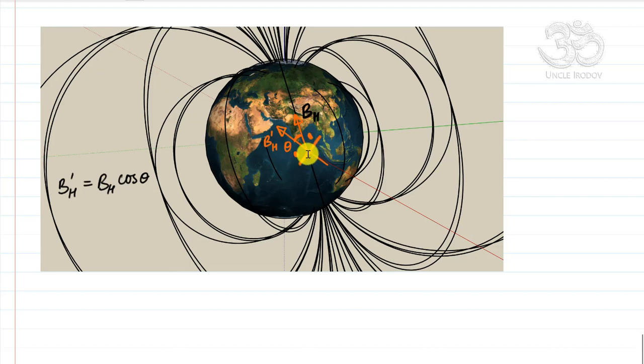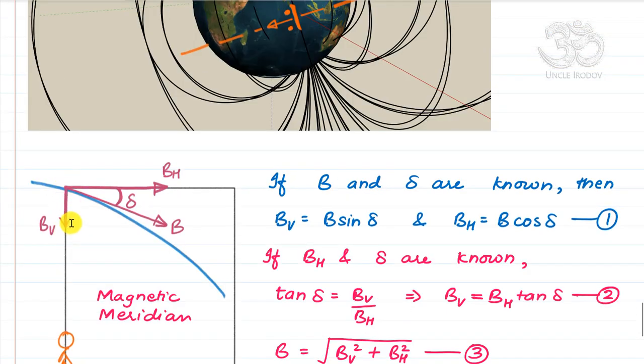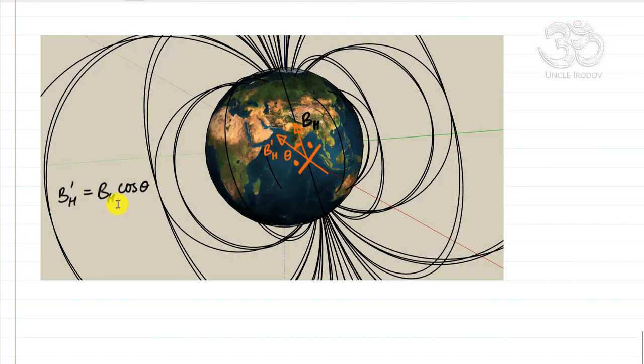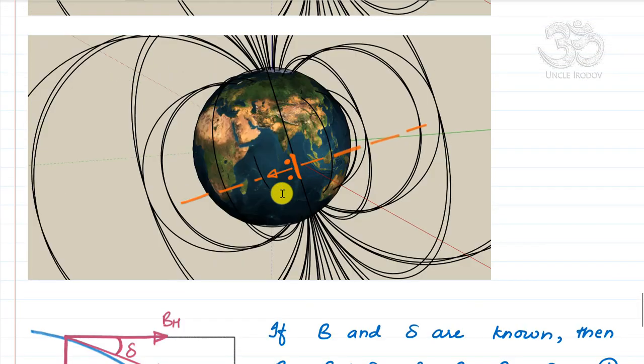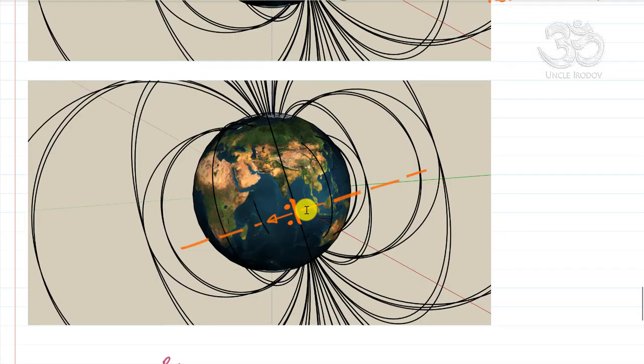So if the vertical for this person remains the same, the vertical field for this person remains the same, and the horizontal field's component keeps on differing. So if I say that he is experiencing a vertical field BV prime, I can say that is equal to BV itself. So keep in mind this. And then this person who is facing in a direction that is perpendicular to the magnetic meridian, for this person BV prime will still be equal to BV, but BH prime will become BH cos 90 degrees, which is going to give him a 0.